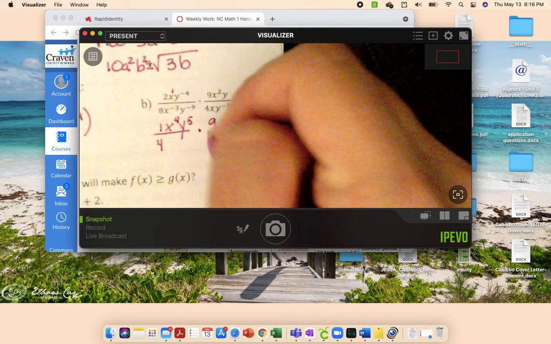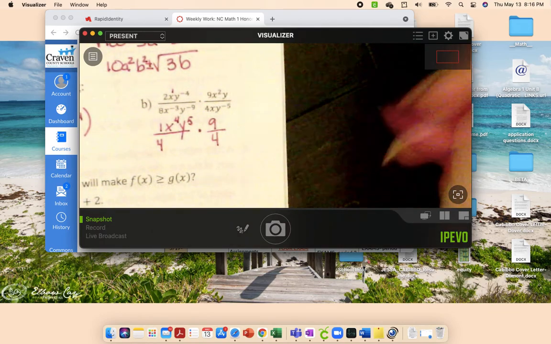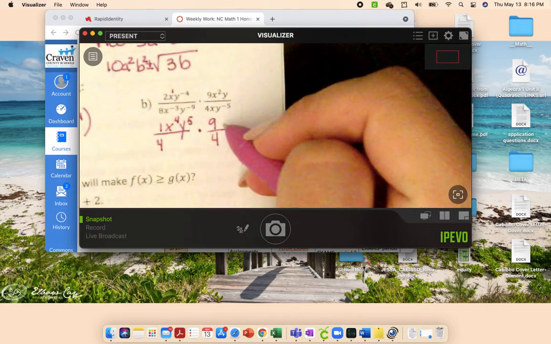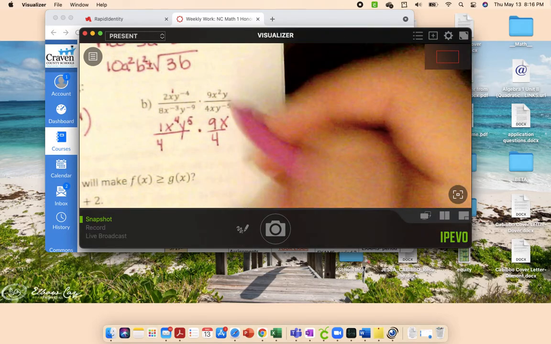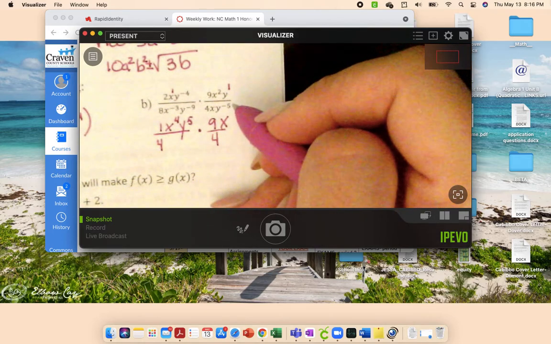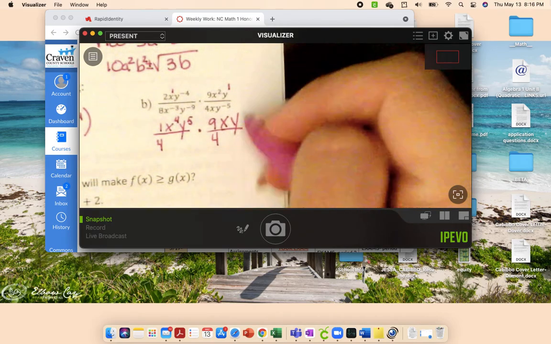9 and 4 don't simplify, so I can just write them. I've got x to the 2nd over x, so 2 minus 1 leaves me with just x. I've got y to the 1st power minus negative 5. Again, that minus negative becomes a positive, so I have y to the 6th.